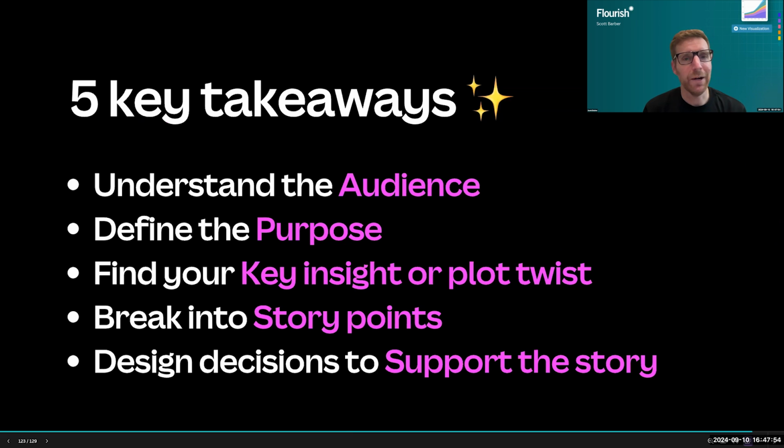Okay, so we've boiled all that down. We've talked about a lot, so we've boiled it down into 5 key takeaways. The importance of understanding your audience is really key: always thinking about who's going to be looking at this chart and how much they know about what I'm telling them. Defining the purpose: what is the key point that you want to get out? Then getting that into a plot twist or something that grabs their attention, breaking it down into story points, and then making sure that all of your design decisions when you sit down to create the chart or the visualization actually support that story.